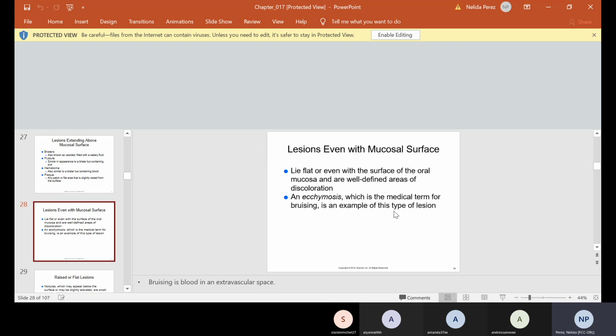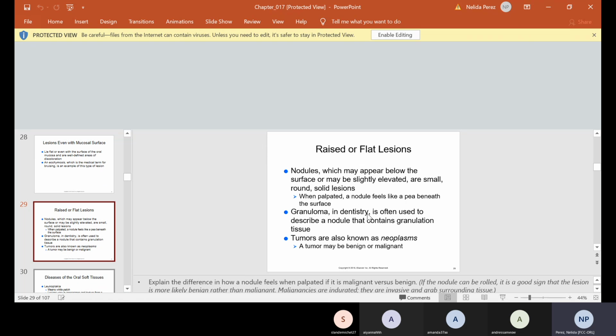Now, lesions even with mucosal surface. Again, I mentioned they lie flat or even with the surface of the oral mucosa and are well-defined areas of discoloration. So, an ecchymosis, which is the medical term for bruising, is an example of this type of lesion. A raised or flat lesion are your nodules, which may appear below the surface or may be slightly elevated, are small, round, solid lesions. And when palpated, which means that the doctor is touching it, a nodule feels like a pea beneath the surface. Granuloma in dentistry is often used to describe a nodule that contains granulation tissue.